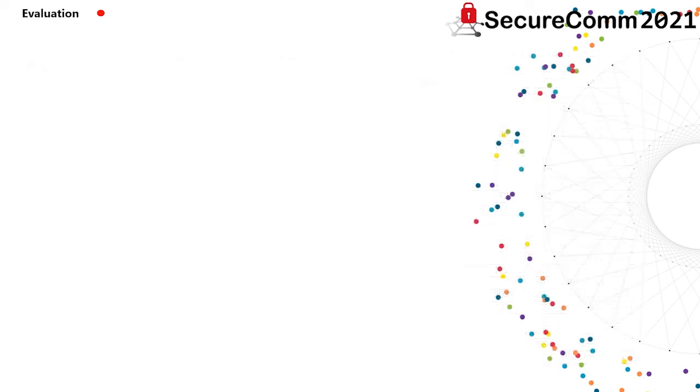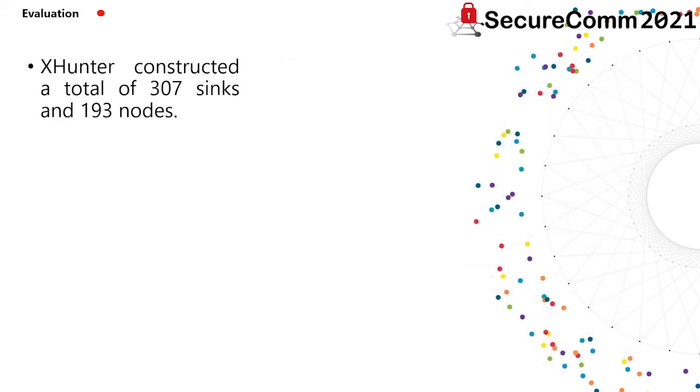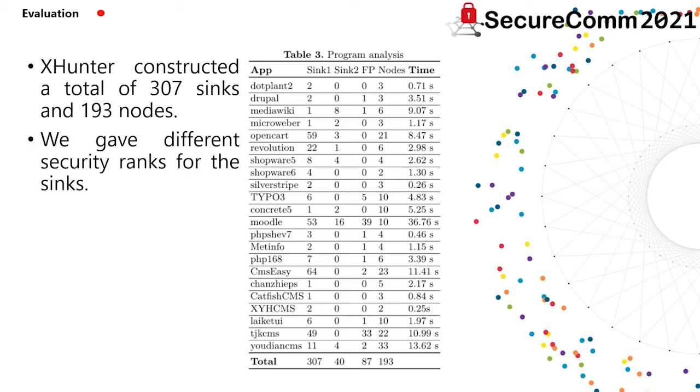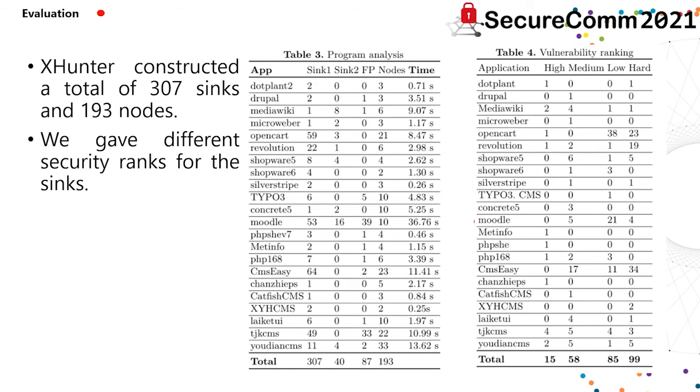We summarize the results of the experiment. XHunter constructed a total of 307 sinks and 193 nodes. On the evaluation set, XHunter could find call chains that contained 6 nodes at most. We gave different security ranks for the sinks, among which 15 were high-level, 58 were medium-level, 85 were low-level, and 99 were minimal-level.